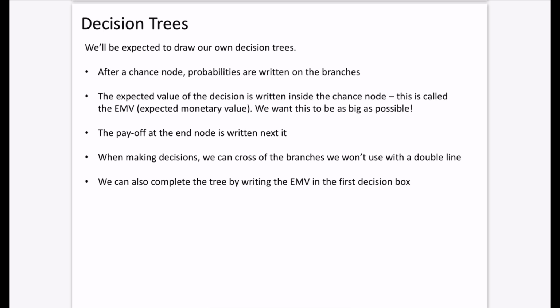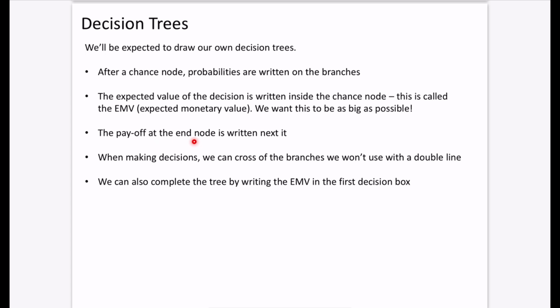We then have something called the expected value of the decision, which is going to be written inside the chance node. And this is called the EMV, or the expected monetary value. It's because it's mostly about money, these questions. That's why we have the expected monetary value. And we obviously want this to be as big as possible. We want the expected value of whatever decision we're making to be very high. And that expected value just follows the logic of how you would expect to calculate it. You'll see what I mean in just a second.